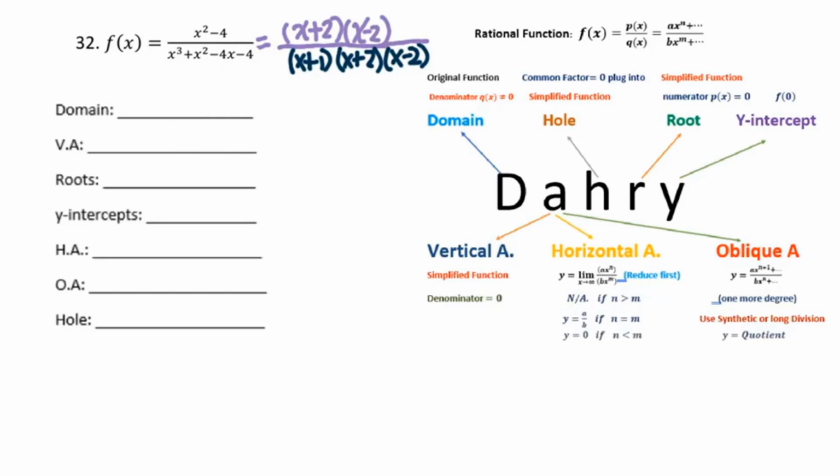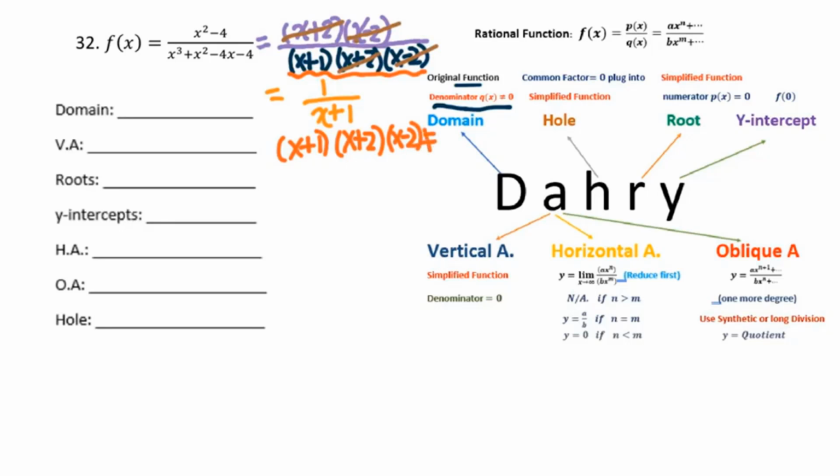Since there is a common factor we can reduce, you will get 1 over x plus 1. Make sure you get the original function's denominator not equal to 0, which means for this one, you set up x plus 1 times x plus 2 times x minus 2 not equal to 0. Therefore, x not equal to -1, -2, and 2.